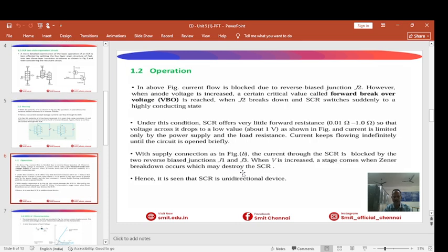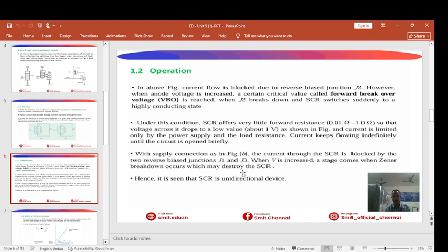In the SCR stage 1, it acts as a forward blocking region. The current is very small. The SCR behaves like an open switch. In stage 2, with the help of gate triggering, a small gate current flows. Then J2 breaks down and the SCR turns on. In stage 3, that is the forward conduction condition, a large anode current flows. The voltage drop across the SCR is approximately 1 to 2 volts.